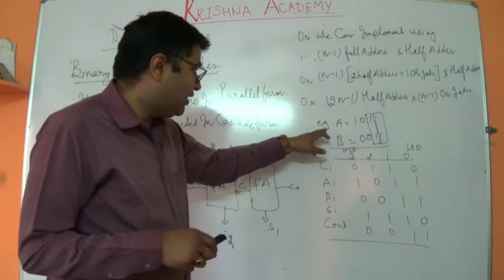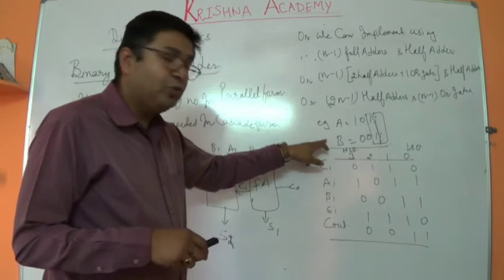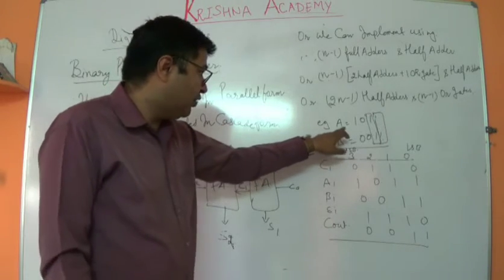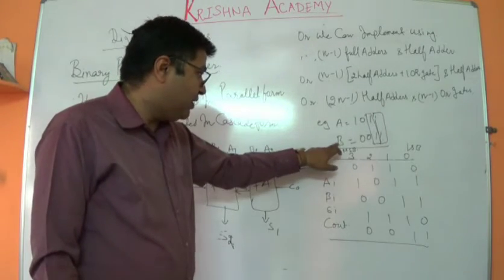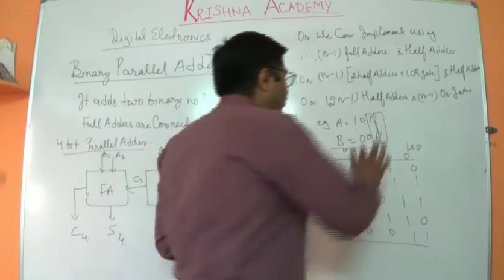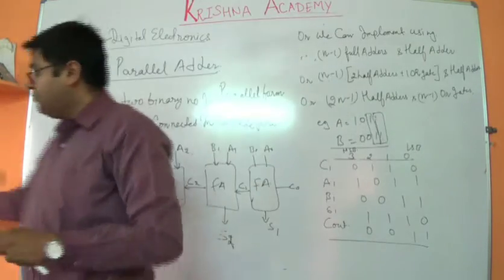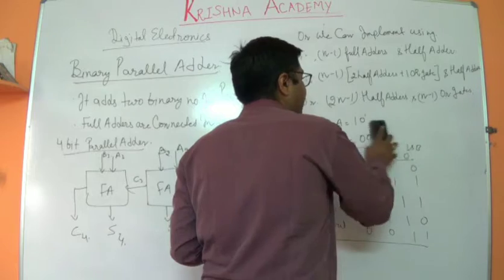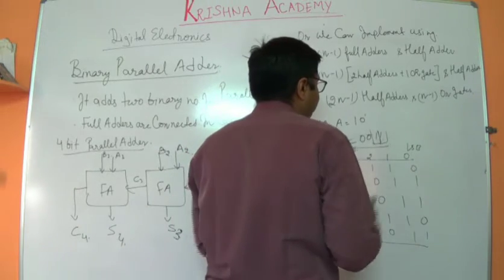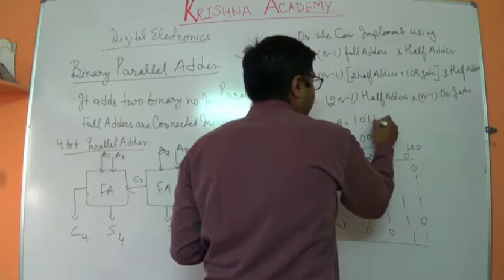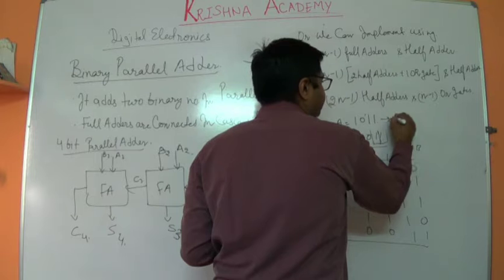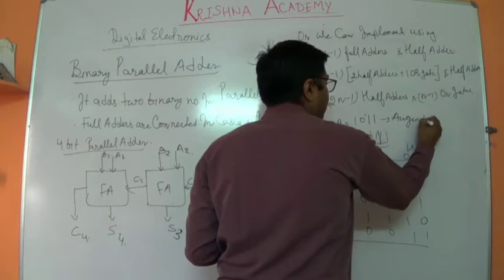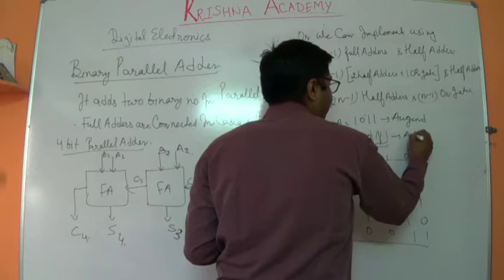Now how are we going to implement a particular method where two binary numbers are added? Now suppose we have A and B. A is 1 0 1 1, that is A, the first number, and this is called the augend, and this is called the addend.